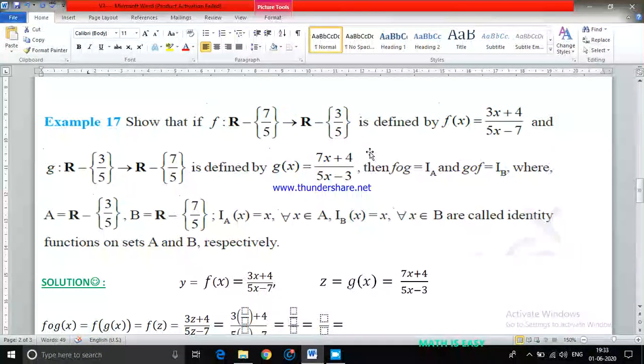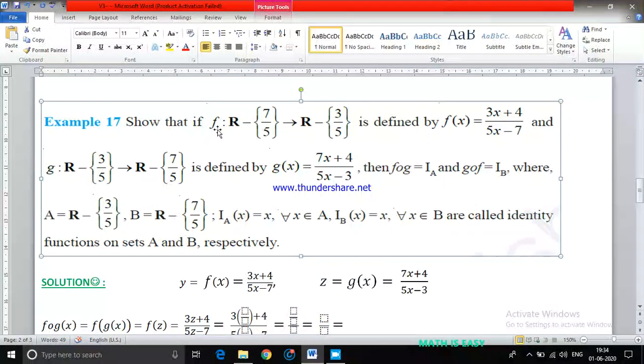Now here also you see, F is a function from R minus 7 by 5 to R minus 3 by 5. That means R minus 7 by 5 means all the real numbers in the domain except 7 by 5. So you are subtracting this 7 by 5 from the real number system. You are removing it. So the domain consists of all the real numbers except 7 by 5. And here the range, or you can say codomain, is R minus 3 by 5, which means except 3 by 5, all the real numbers will exist in the codomain.